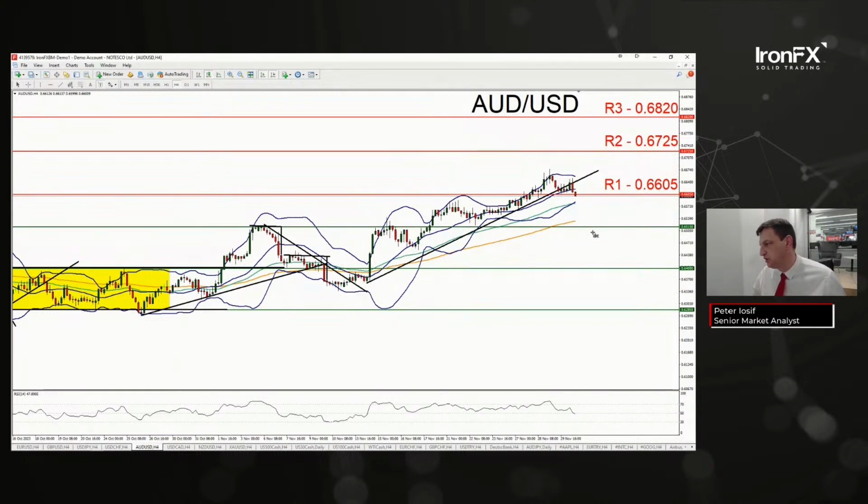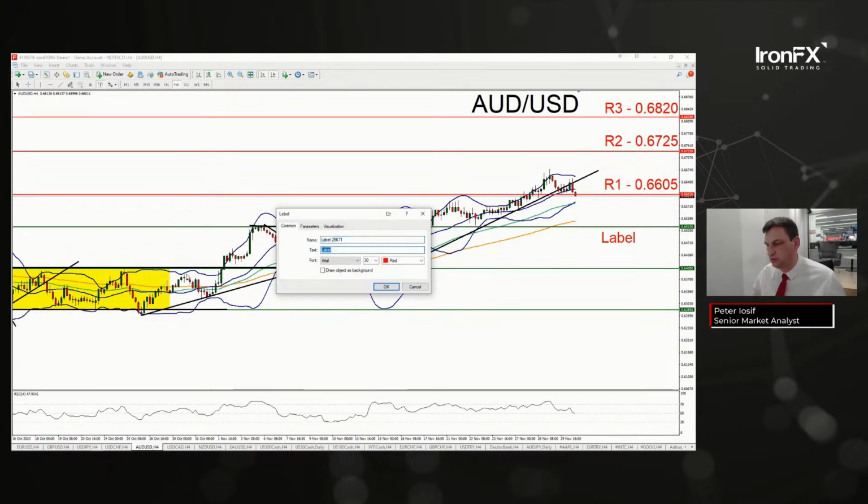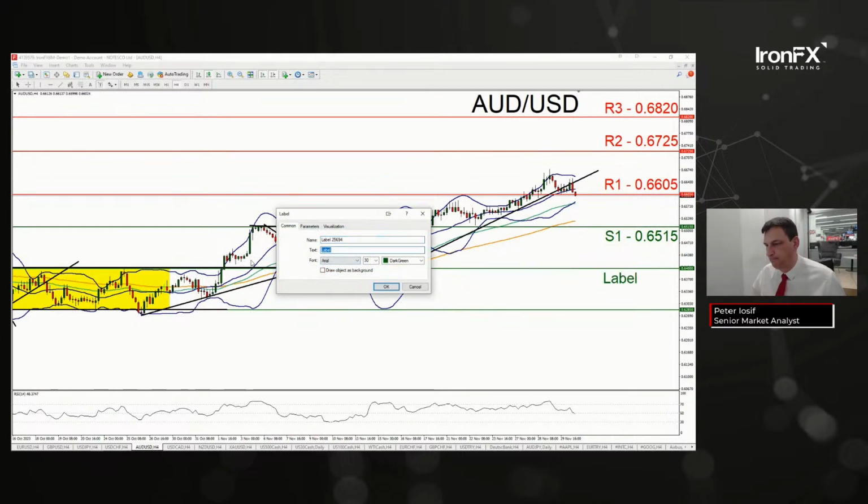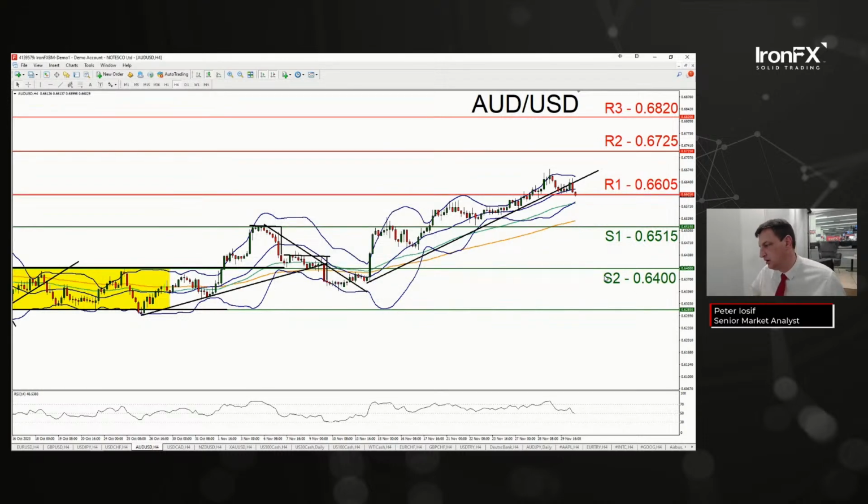Moving now to the first support line, 0.6515. Second support line being placed at 0.64. And the final support line being placed at 0.6285.